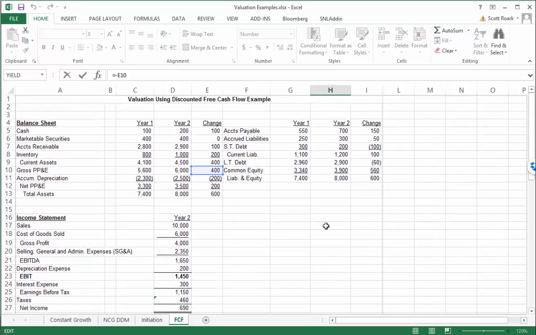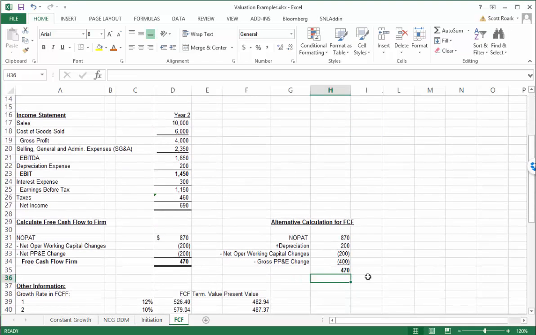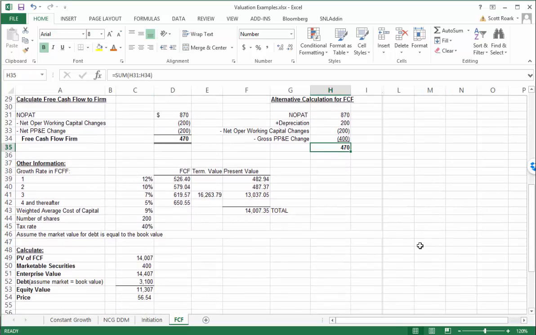And if I go up here and look at the gross property, plant, and equipment, the difference, that $400 is saying that the firm wrote checks for $400 to buy property, plant, and equipment. So I kind of like this way of outlining things because it explicitly shows the investment that you made in net operating working capital. So you wrote checks for $200, and you wrote checks for $400 to buy property, plant, and equipment. Either way that you come up with the calculation, the important thing is that they're the same, and the free cash flow is what we're going to use to value the firm. So I've got free cash flow of $470 in year one.